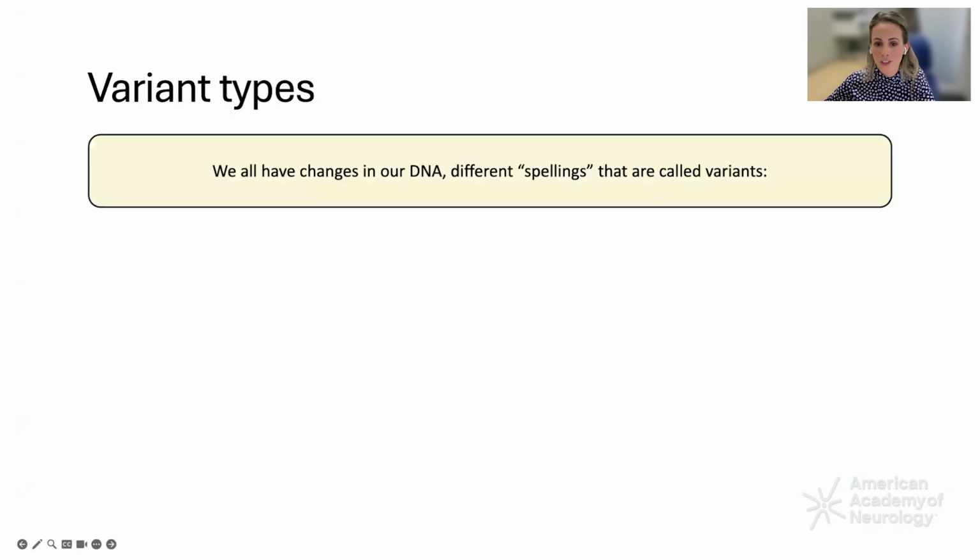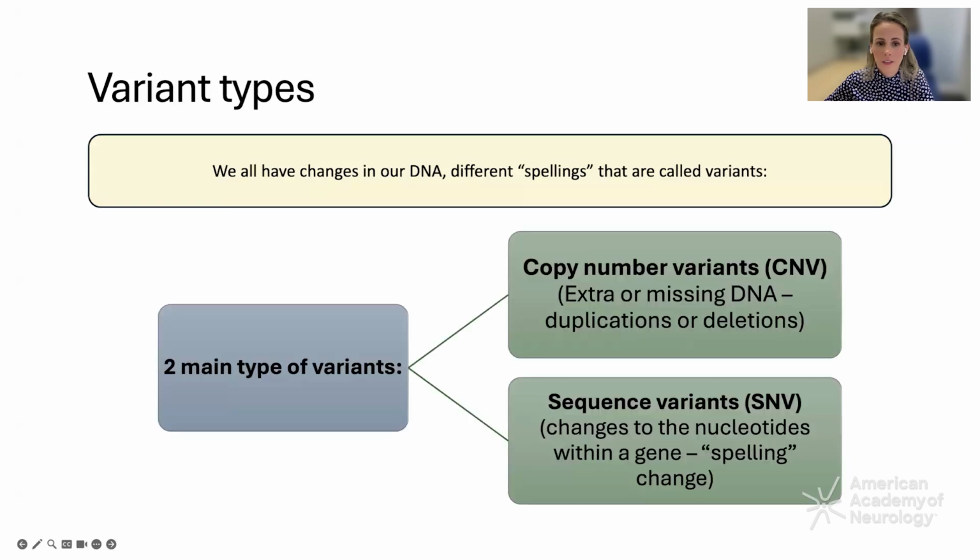So we all have changes in our DNA, or different spellings, that are called variants, and there are 2 main types of variants: copy number variants, or extra or missing duplications or deletions. If genetic material is a shelf of instruction manuals, a copy number variant is when a person is missing books or has extra books. Copy number variants are typically named for their locations.